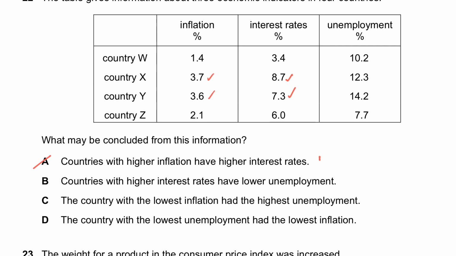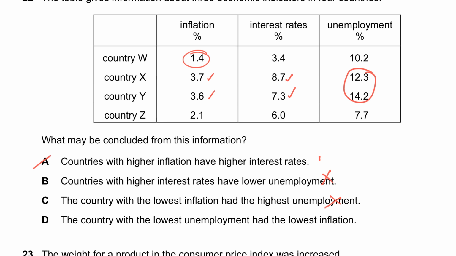B says countries with high interest rates have low unemployment, but there seem to also be countries with high unemployment. So B can't be true. C says the country with the lowest inflation had the highest unemployment. The lowest inflation was with country W, but country W does not have the highest unemployment. So again, this goes wrong.